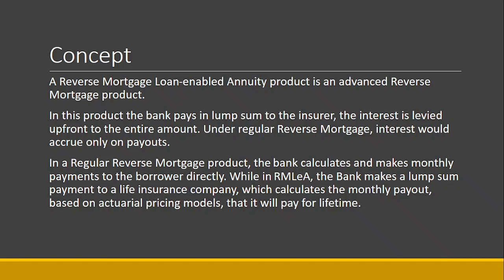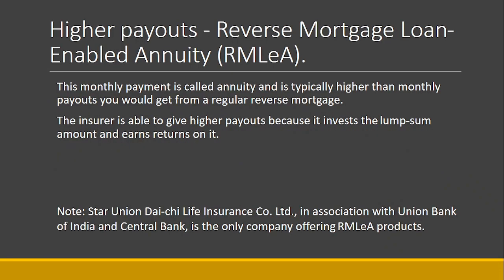So next, higher payouts are possible through this particular product. Why is this possible? This monthly payment is called annuity, and it is typically higher than the monthly payout that you're going to get from your bank in the name of regular reverse mortgage. The only thing is that market force is what is important. What is driving your market? Is it equity, or is it debt, or is it a balanced portfolio between the two? These people are fund managers, they'll manage your funds very wisely. So whenever there is a need, they'll shift the allocation accordingly. And they don't do it of their own; they give you prior intimation for the same.